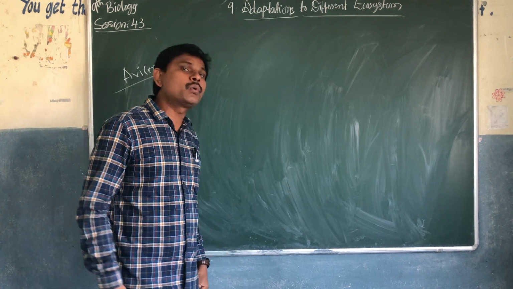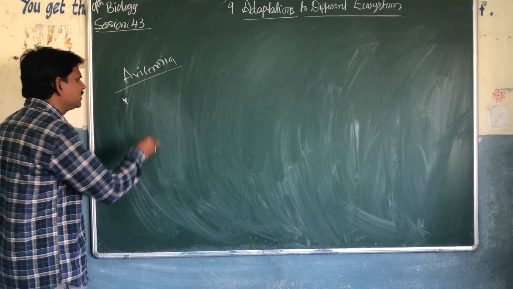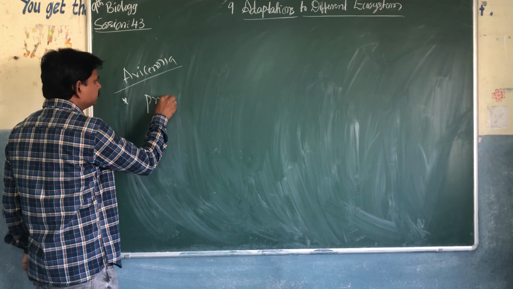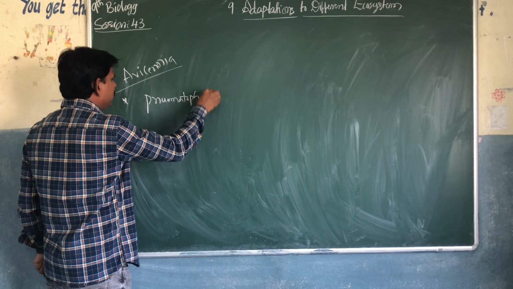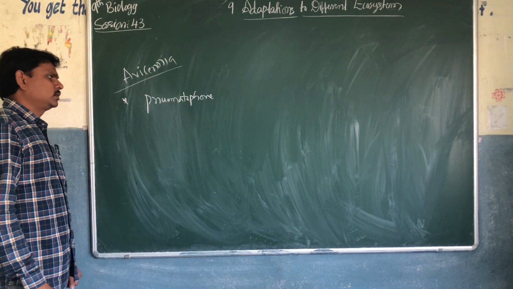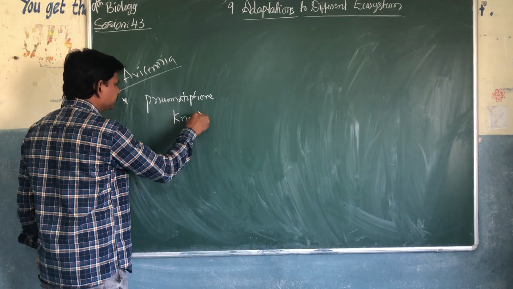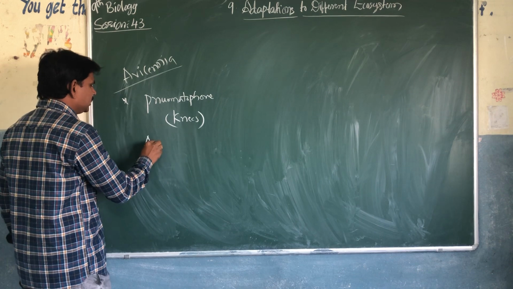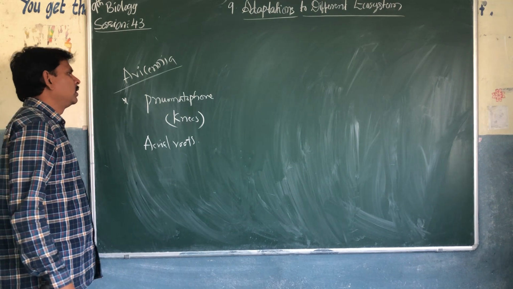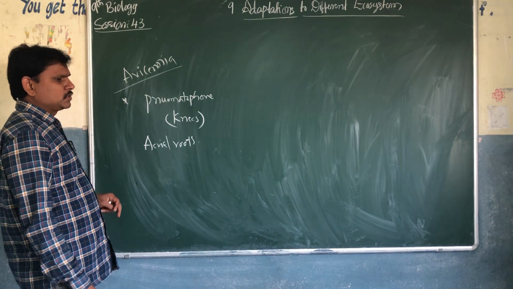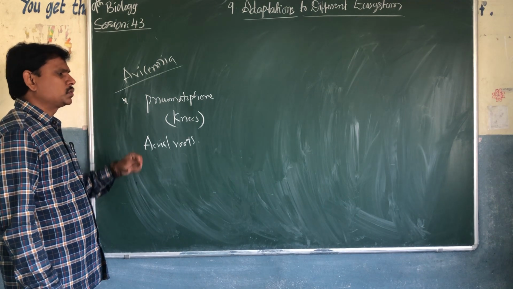They have special roots. These mangrove plants, or Avicennia, have special roots called pneumatophores. Pneumatophores are nothing but knees. These are called aerial roots. Pneumatophores, also called knees, also called aerial roots.